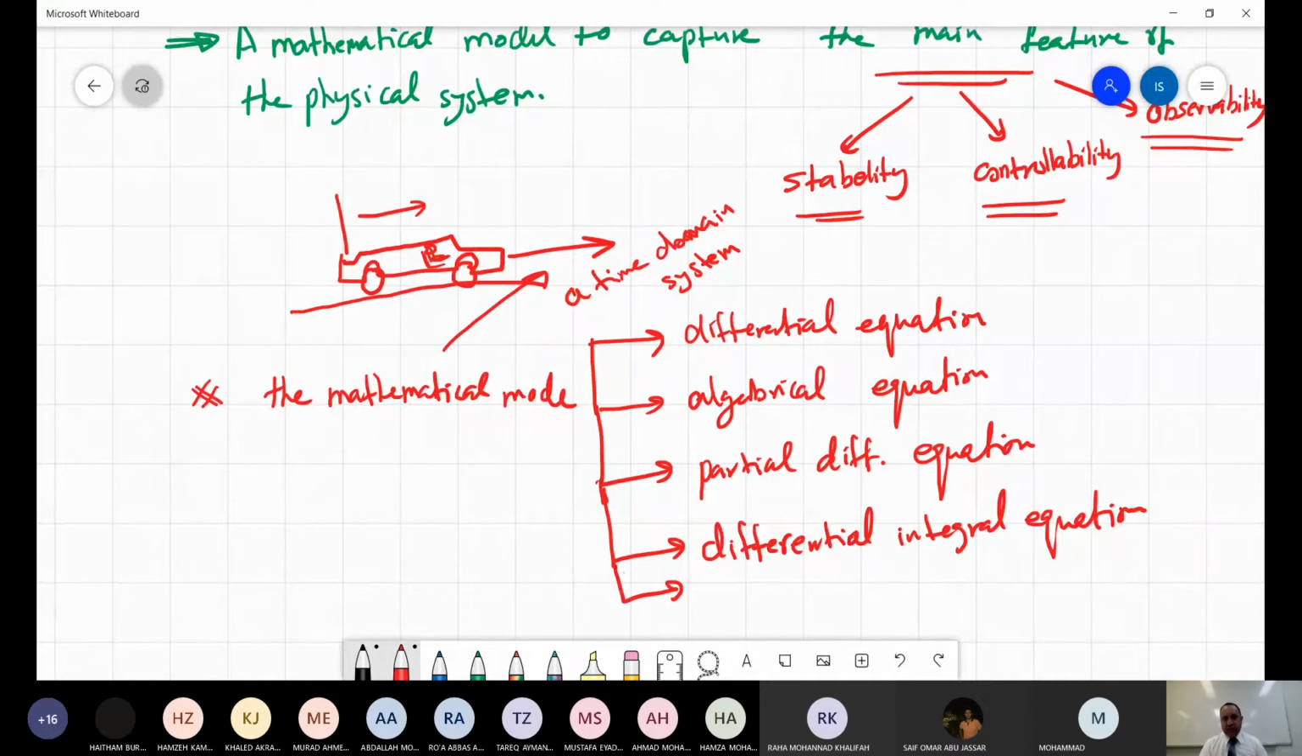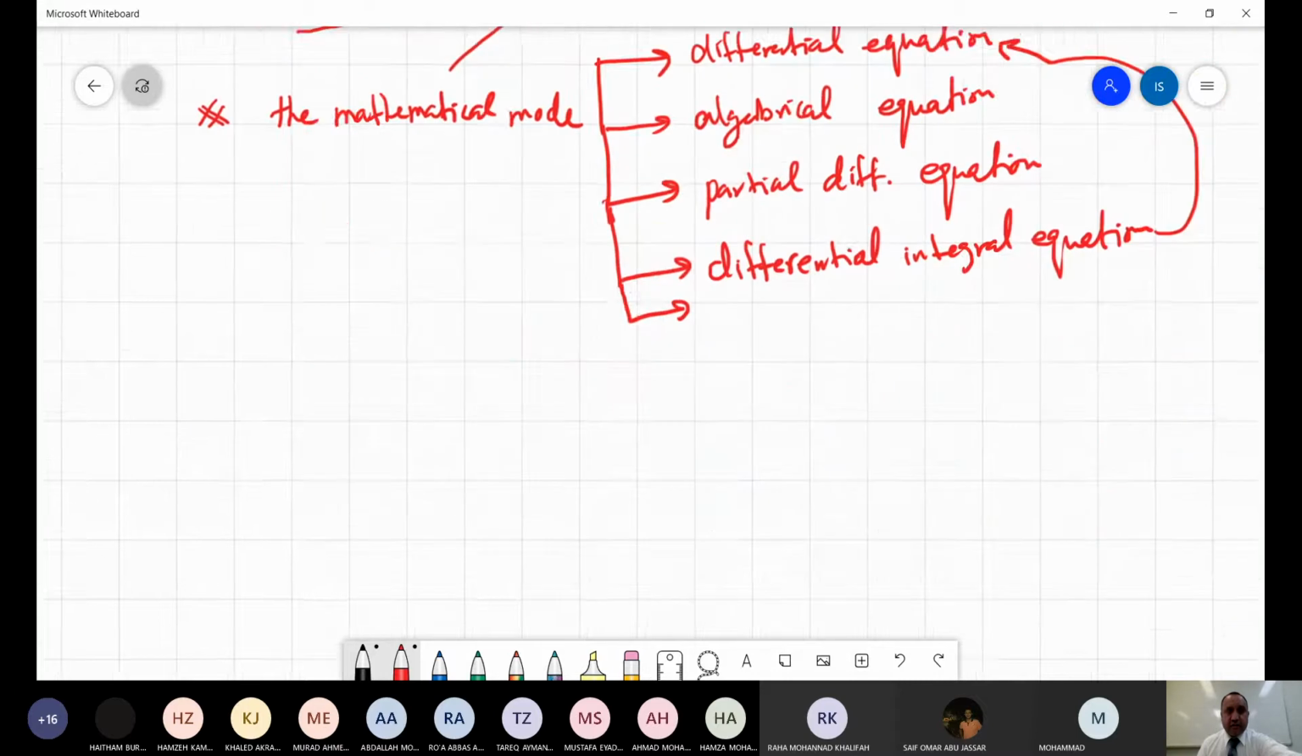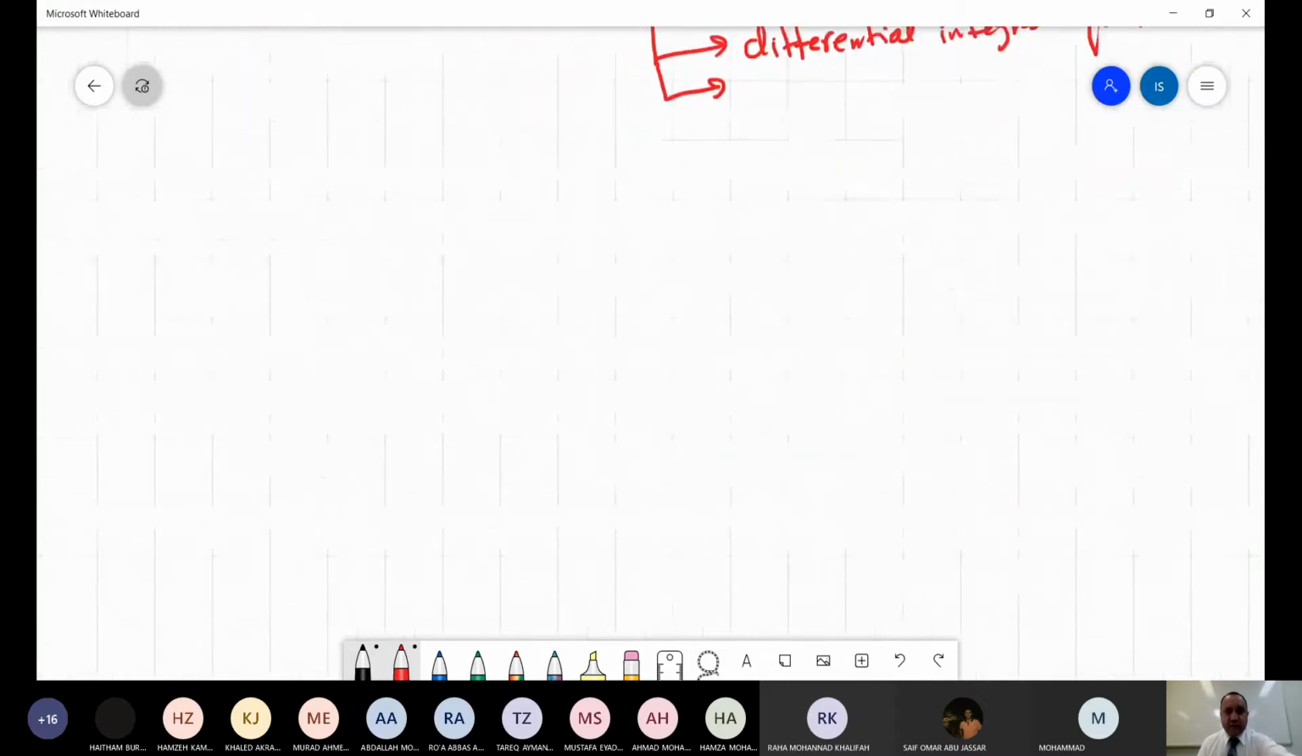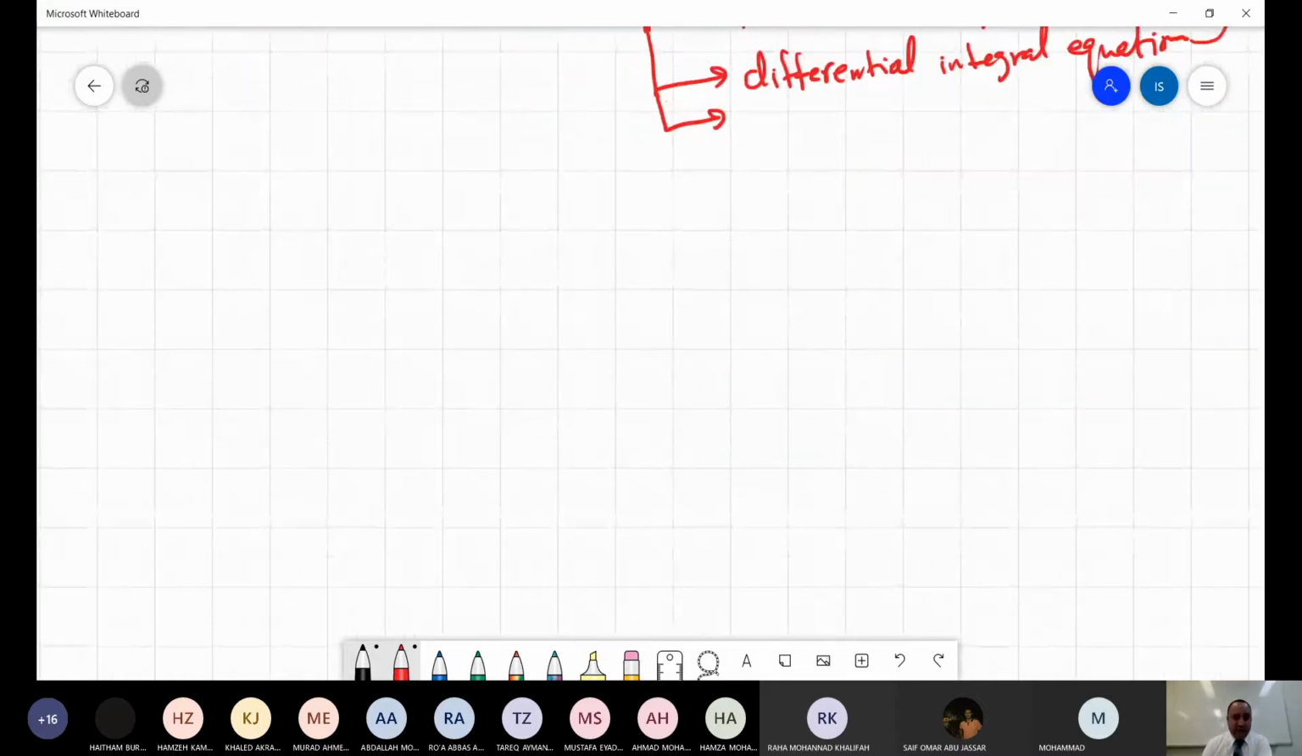We can have differential equation. We can have algebraical equation. We can have partial differential equation. We can have differential integral equation. Actually, differential integral equation is actually a differential equation. Why? Because I can differentiate all the equation, and I will end up with what? With a differential equation. Now, in this course, we are interested in something called linear time invariant system.